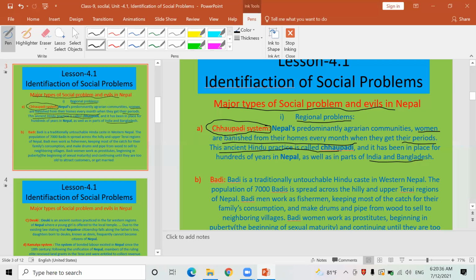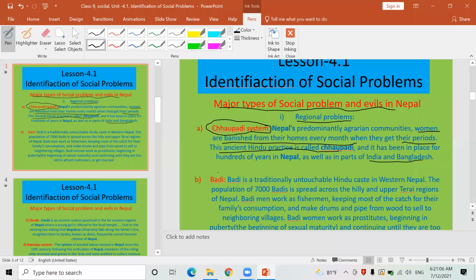Instead of staying inside the home and having nutritious food and special care from the family members, they have to be away from home, and they can be attacked by anyone there, since she has to stay alone in a small, sad and hot shed, even during the night. Therefore it is an anti-social activity related to Hinduism. Therefore, this is a social evil.